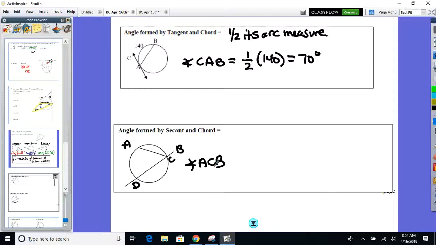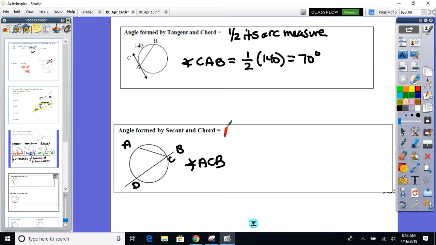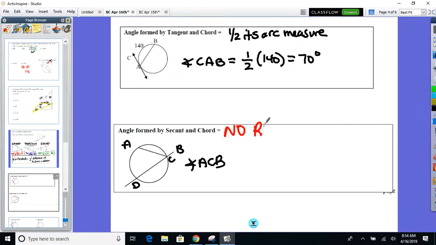This is the bad news of the day. If I'm asking for an angle formed by a secant and a chord, sad news. I got nothing for you.